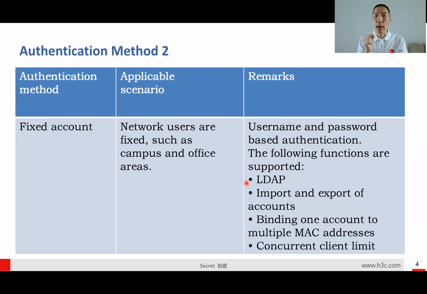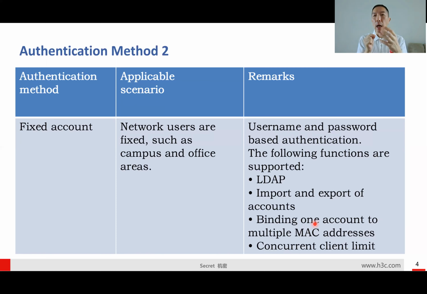So we can tie in with your existing LDAP or Active Directory that some enterprises already have, so you don't need to repeat your username and password. You just use the same username and password to connect to the Wi-Fi, or you can create a list of accounts and distribute them to the particular users you want, or you can bind one account to multiple MAC addresses. What does it mean?